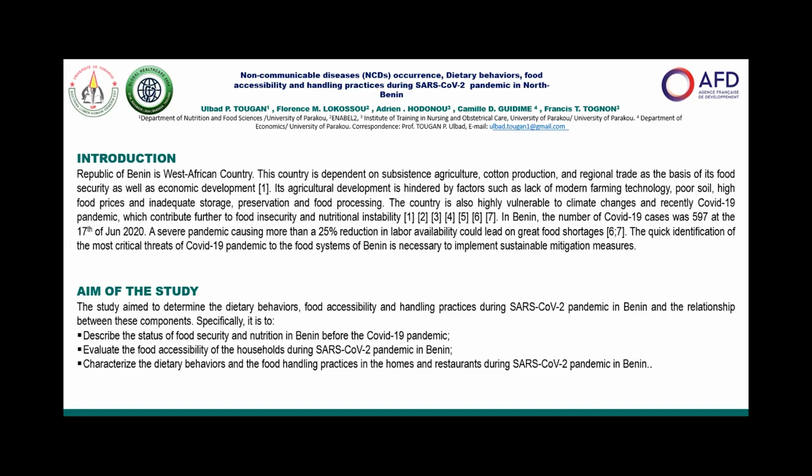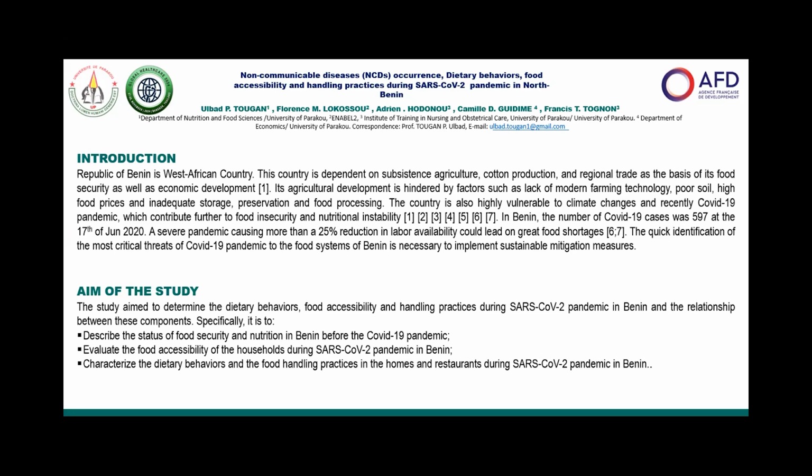Food accessibility and handling practice during the SARS-CoV-2 pandemic in North Benin. The Republic of Benin is a West African country. This country is dependent on subsistence agriculture, cotton production, and regional trade as the basis of its food security as well as economic development. Its agricultural development is hindered by factors such as lack of modern farming technology, poor soil, high food prices, and inadequate storage, preservation, and food processing.